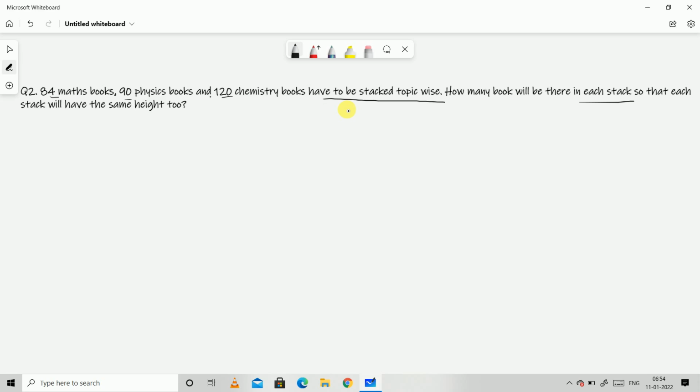So that each stack will have the same height too. That is, you need to arrange these books topic wise in such a manner that each of the stacks or each of the columns of the almirah is going to have the same number of books, that is, the same height. Okay, same height or the same number of books. So we need to find out the HCF of all these three numbers.